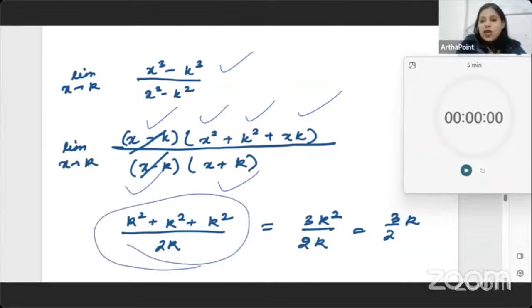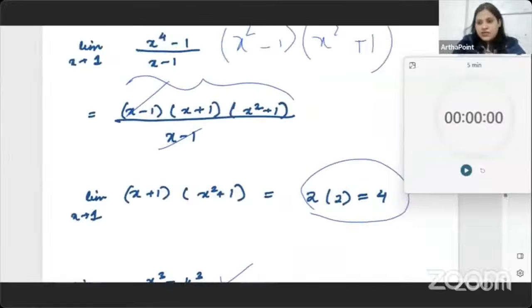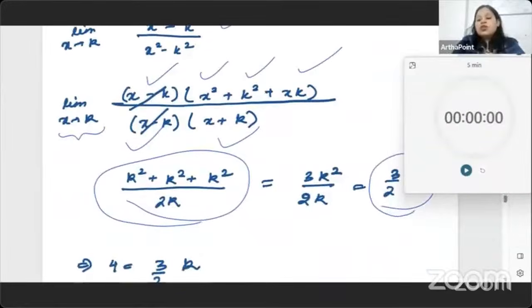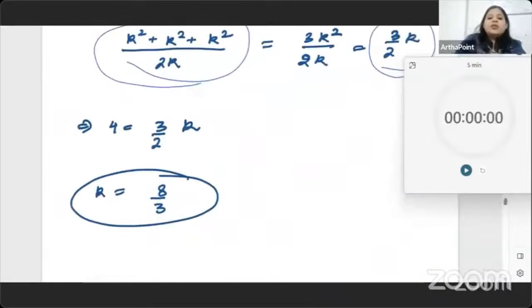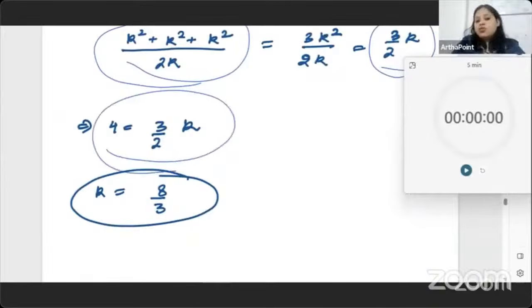So this is what you will get. But x tends to k, so everywhere instead of x put k. When you put k instead of x everywhere, you will get 3 by 2 into k. So you have to now equate the two. From this side, I have got the answer as 4. From here, I have got 3 by 2 into k. Equate the two together. So 4 is equal to 3 by 2k. K will become 8 by 3.